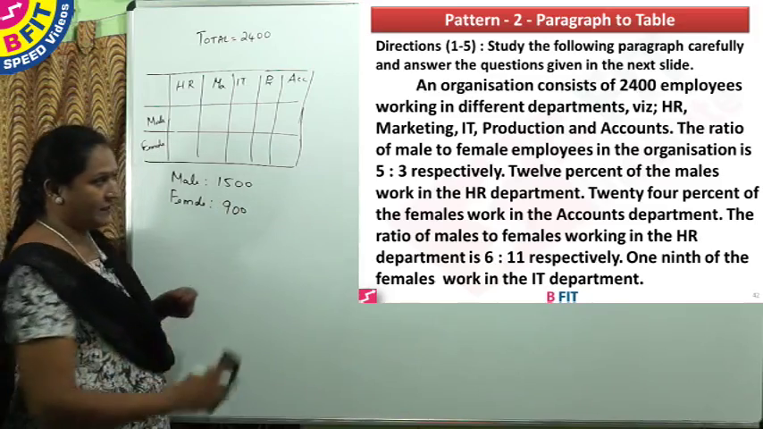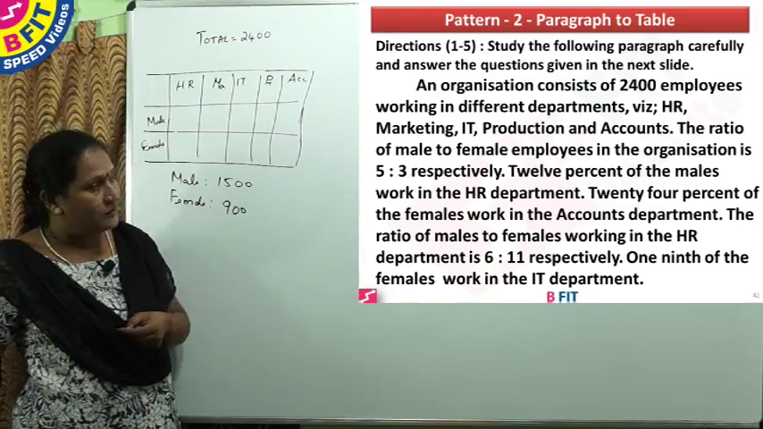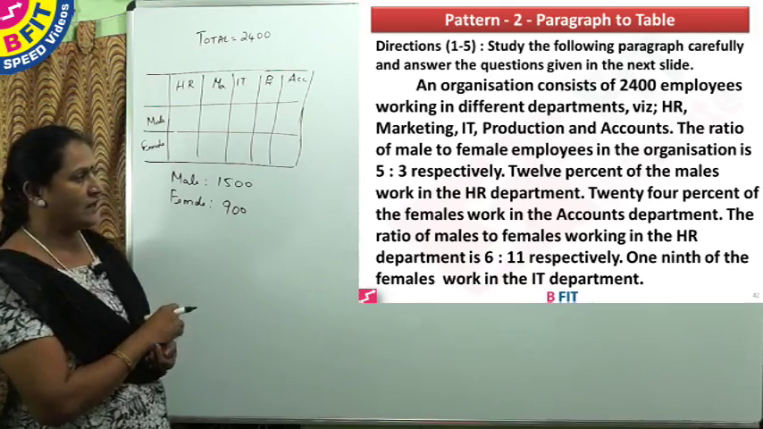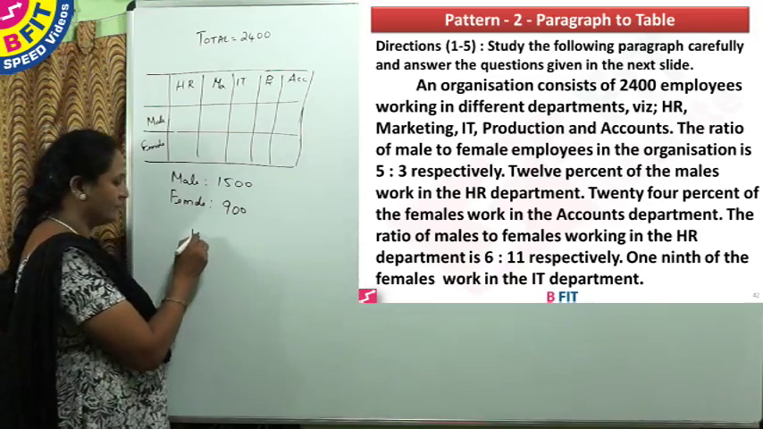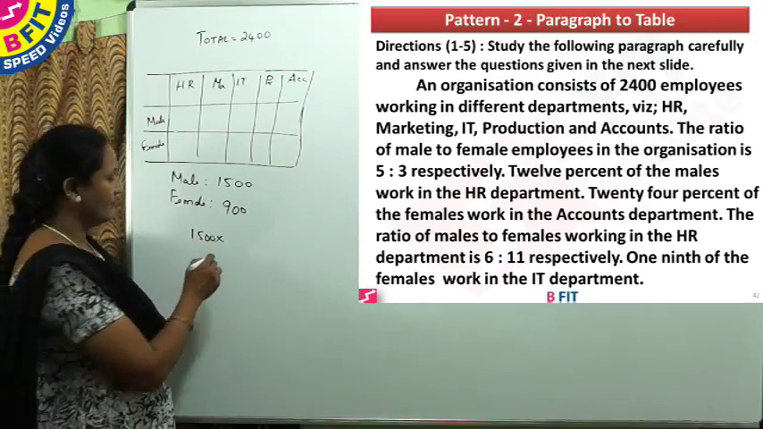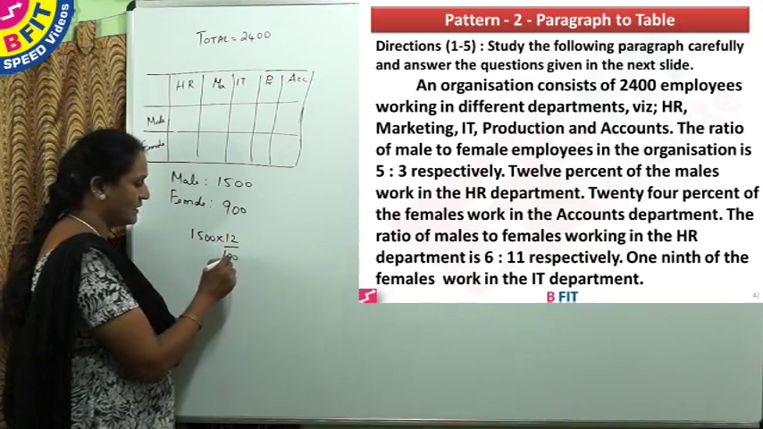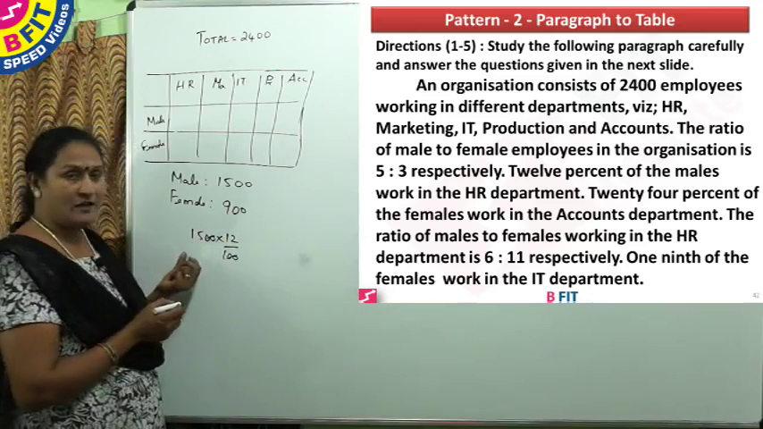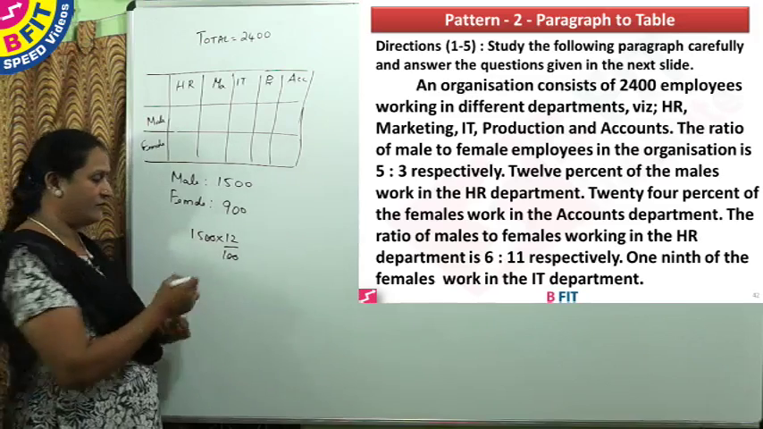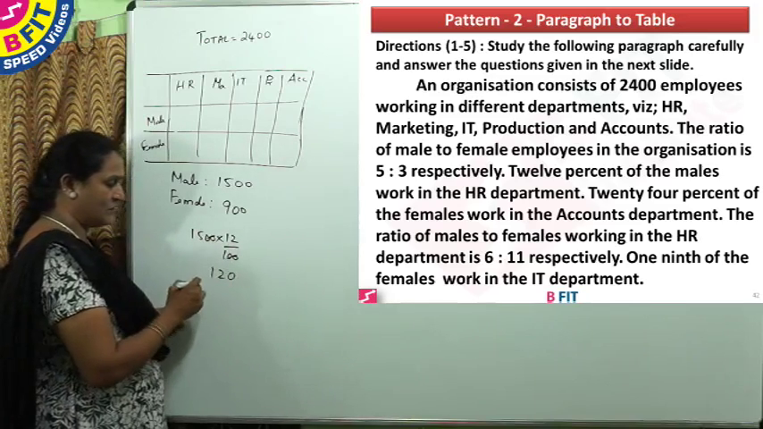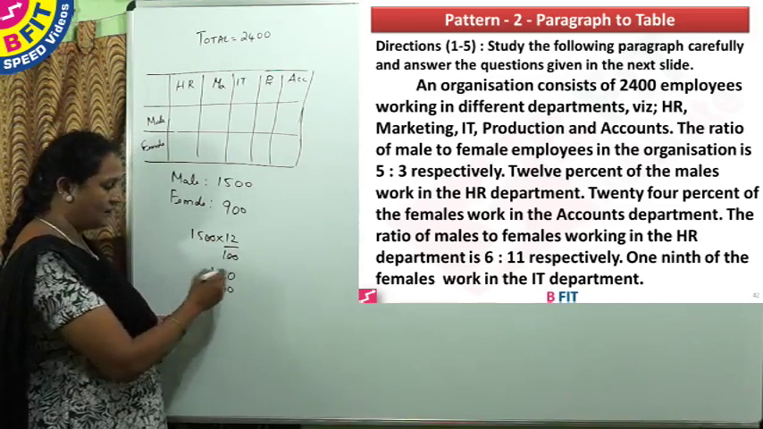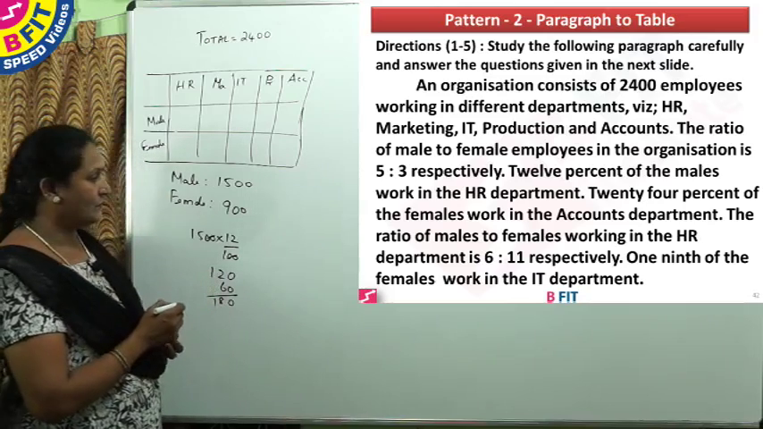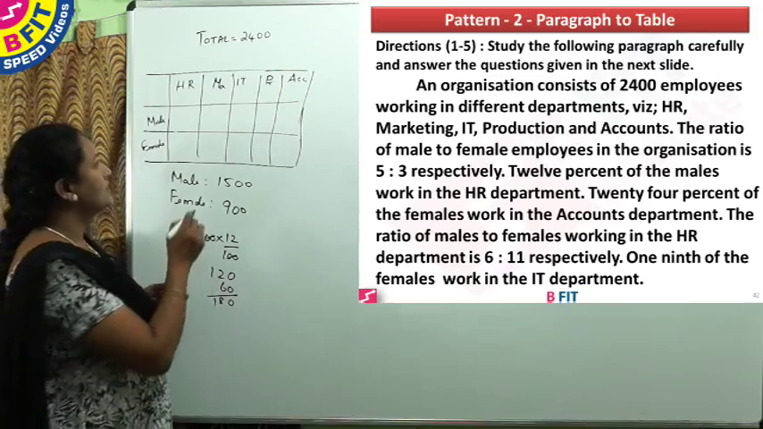Now we'll read this data and then fill this table. 12% of male work in the HR department. How many male do we have? The male is 1,500. So what is 12% of 1,500? Multiplying 15 and 12. How to multiply a number with 15? Put 1 0 and add half of this, 120. So it is 180. So 180 male in HR department.